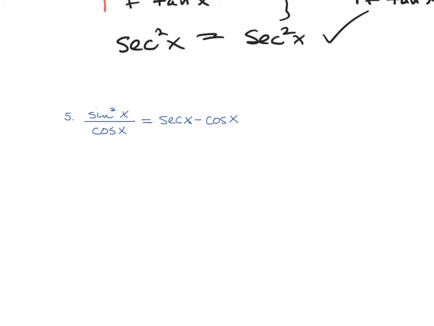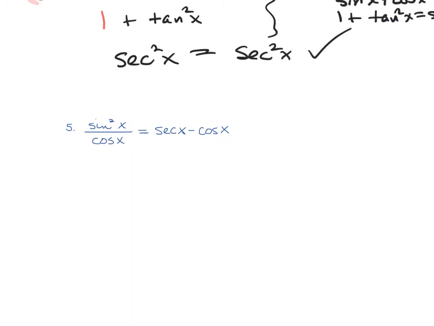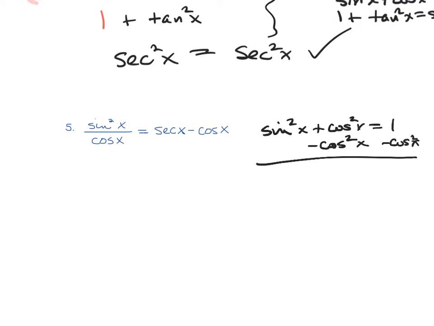Again, I'm trying to get my fraction here into two separate terms. So notice my numerator, again, I'm going to use an identity. The identity that I'm using is sine squared x plus cosine squared x equals 1. I'm going to solve this identity for sine, so I'm going to move the cosine over. And I get sine squared x equals 1 minus cosine squared x.